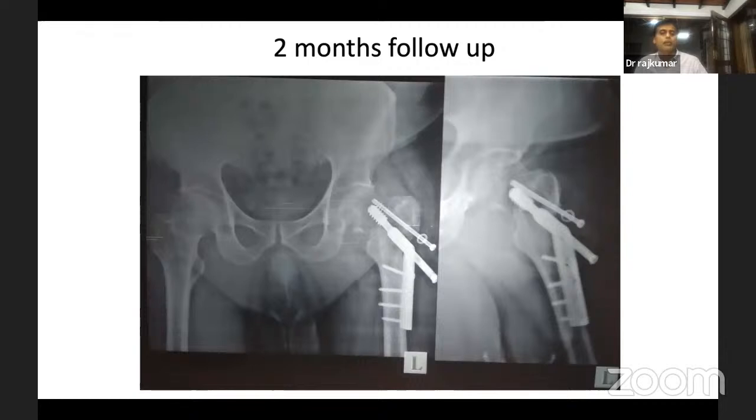So we have to be very, very careful. DHS with derotation screw is not the solution for every single fracture of the hip. So that part we have to be very clear. And if you are also a trauma surgeon, you need to know what is the best implant to use for these kind of fractures. So again, this failed.